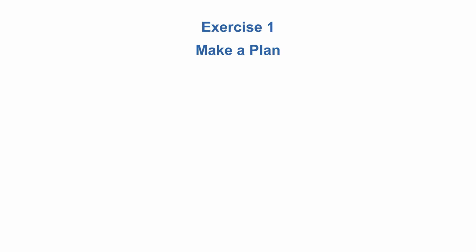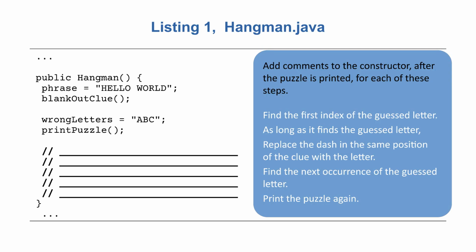Exercise 1. Make a plan. Pause the video if you need more time in any of these exercises. If you want to see how I would complete any of the listings, please refer to the completed listings at the end of this video. Now, add comments to the constructor after the puzzle is printed for each of these steps. First, find the first index of the guessed letter. Then, as long as it finds the guessed letter, replace the dash in the same position of the clue with the letter. Then find the next occurrence of the guessed letter and print the puzzle again.